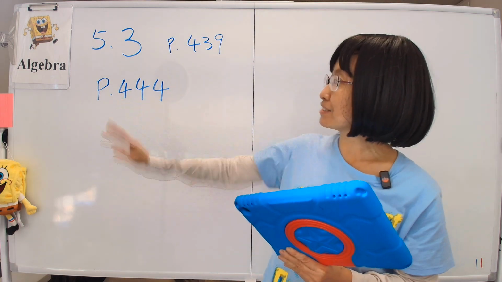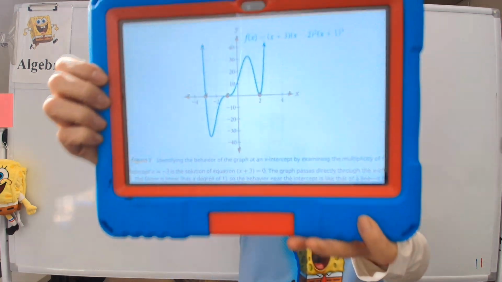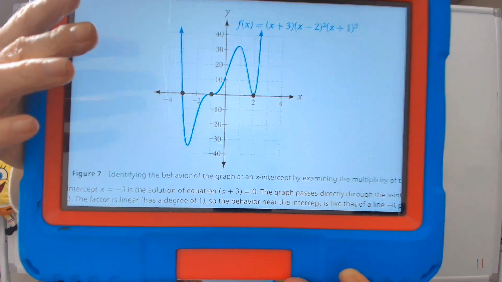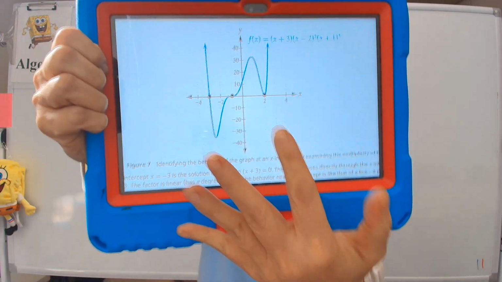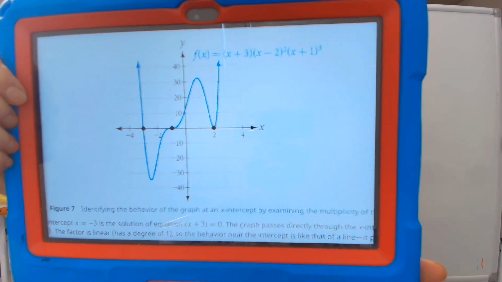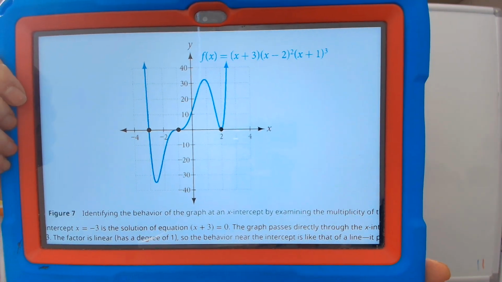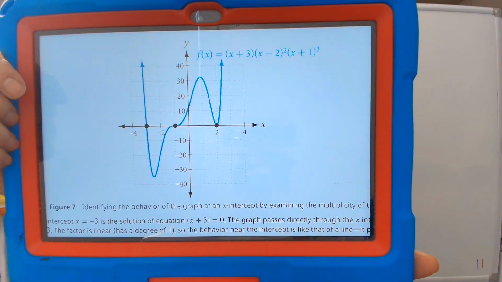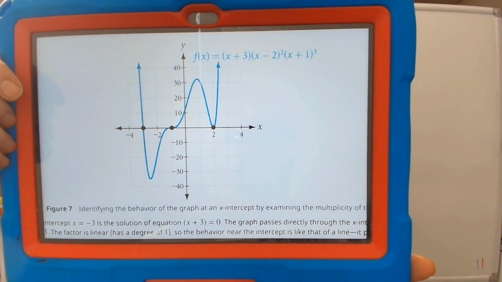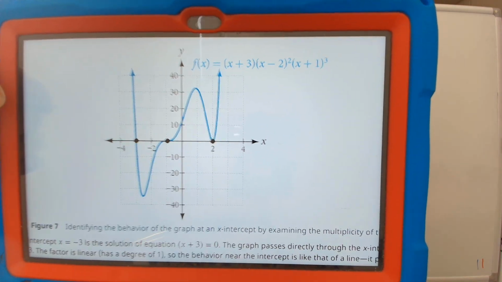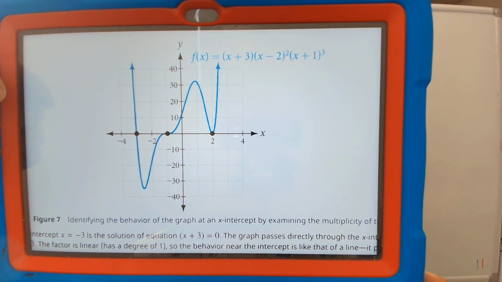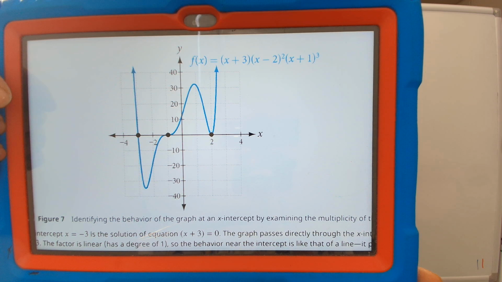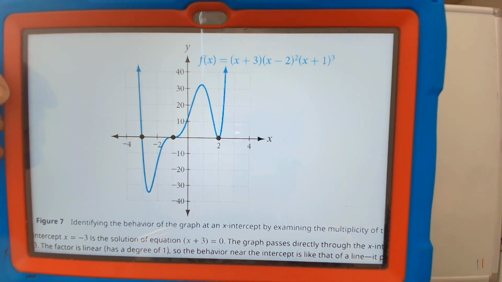Now let's get to page 444. Here is a function, and we're going to talk about the multiplicity of zeros. What that means is, look at this function right here. We have x equal to -3, that is one zero. x equal to 2, but that is there twice. You notice the power 2 means x equal to 2 twice. And then x equal to -1, 3 times.